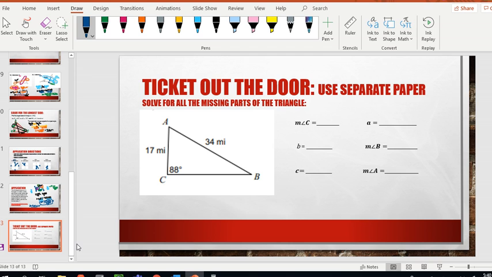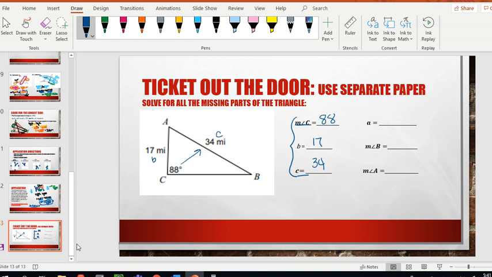Now, you've got this picture in front of you, so turn this off. If you felt like I've watched it, I get it, turn it off and try it on your own. And if at any point you want to pause me, by all means, feel free to do so. Notice this row is all given to you. So the measure of angle C is 88. B is this across here. So this is your B. So that's 17. And C is across from here. And that's 34.